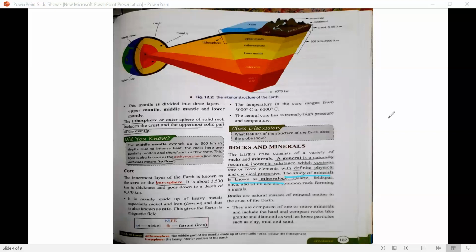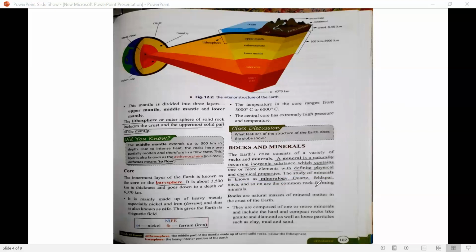Okay, so the elements, we cannot touch the element, we cannot feel the element, but they are in our surroundings. Yes. So if we mix chemical properties and physical properties of the elements, it forms an inorganic substance, and the study of that inorganic substance is known as mineralogy. So we have studied what is mineralogy.